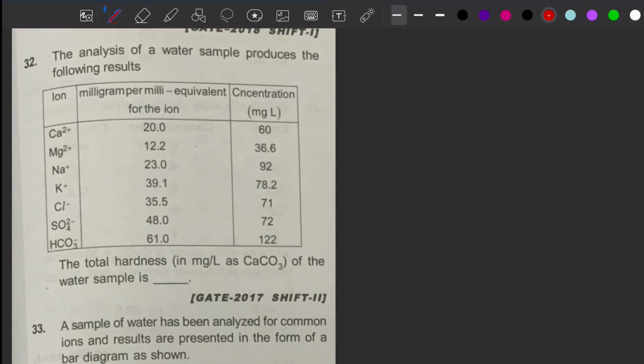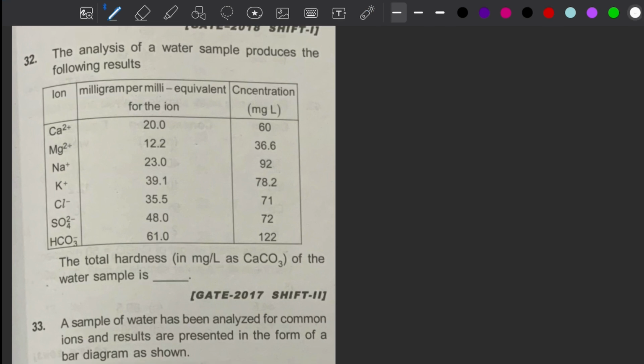Let's do question number 32, which is: the analysis of a water sample produces the following results. They have given calcium, magnesium, sodium, potassium, chloride, sulfate and bicarbonate. Find the total hardness of the water sample. We know that hardness is created by the multivalent cations. So the only multivalent cations in this question are calcium and magnesium. These two are single valency cations and these are anions. So hardness will be created by calcium and magnesium.